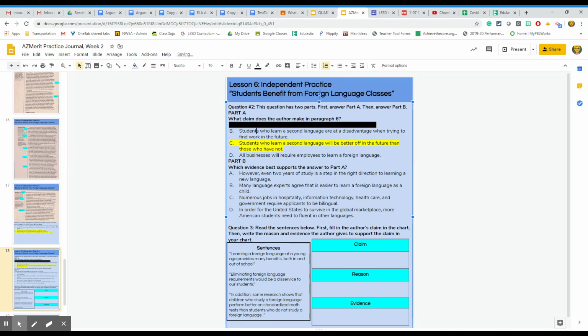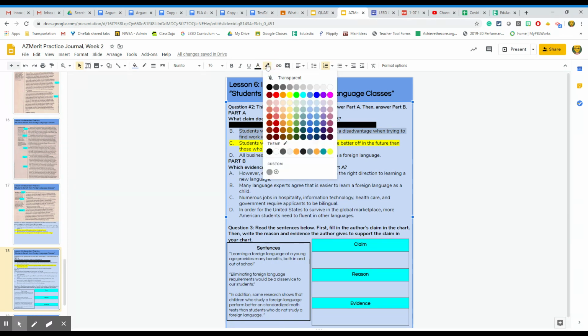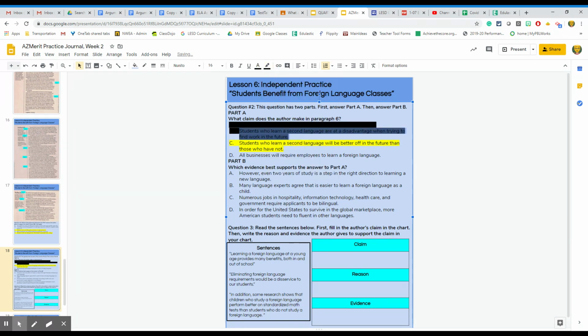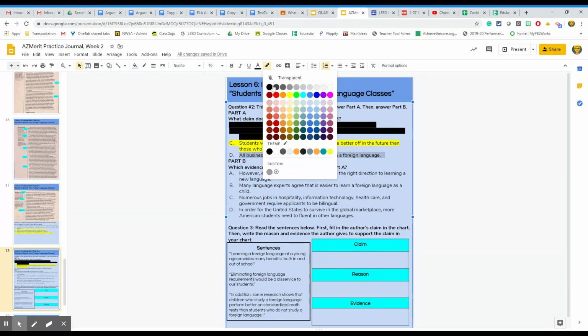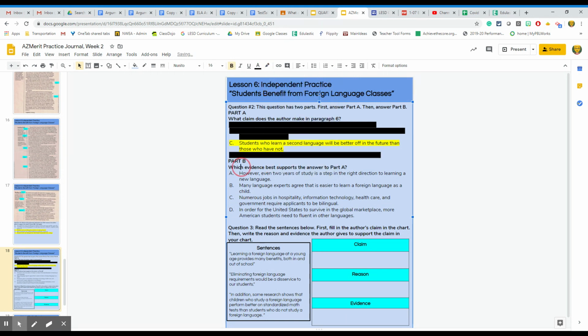B. Students who learn a second language are at a disadvantage when trying to find work in the future. Again, that doesn't match this author's overall claim at all. It's the opposite. And then D, all businesses will require employees to learn a foreign language. It never says all businesses will require it. It just says that many businesses prefer to hire employees with a foreign language, but as of now, it's not a requirement from all businesses. So that's not an option.